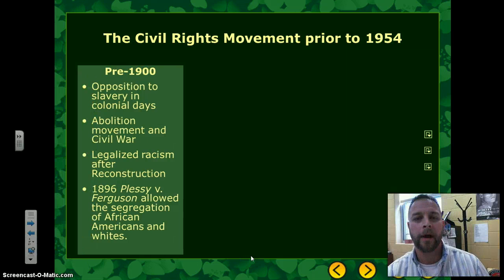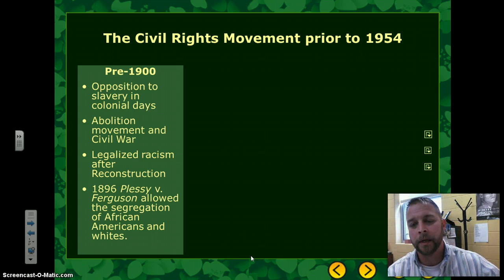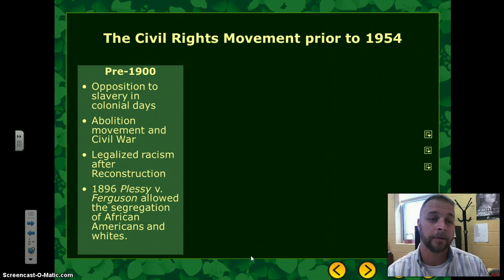So before 1900, obviously, the civil rights movement is based on slavery and immediately addressing the problems of the ending of slavery after the Civil War with the 13th Amendment. You had opposition to slavery in colonial days, including the opposition that the slaves themselves carried out, whether slowing down work, singing spirituals that are forms of communication, or running away. After the Civil War and the 13th Amendment, when slavery is abolished, it moves towards pushing for greater rights for African Americans.